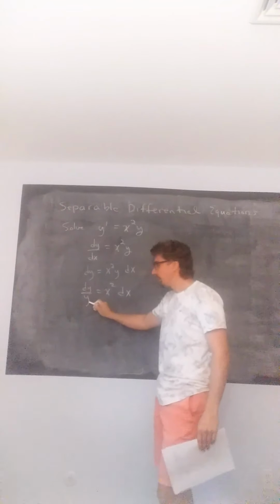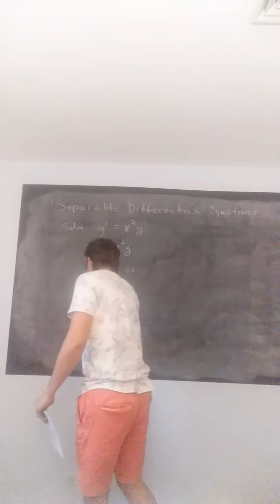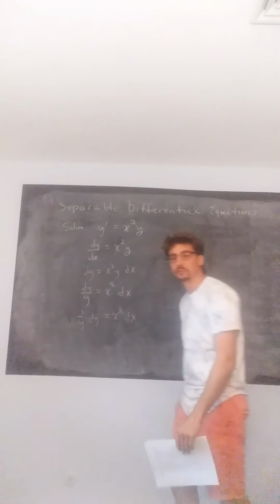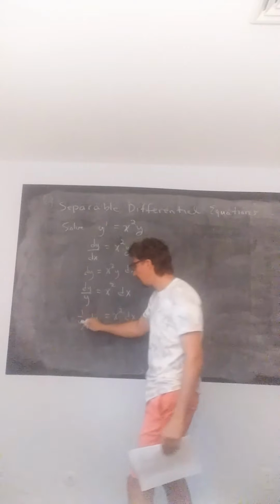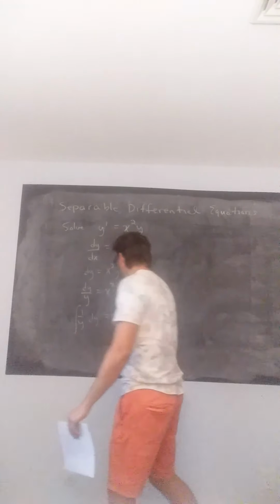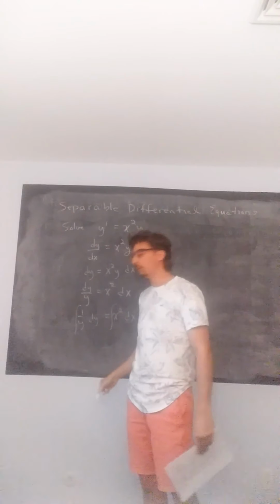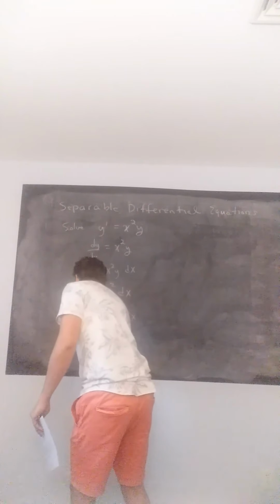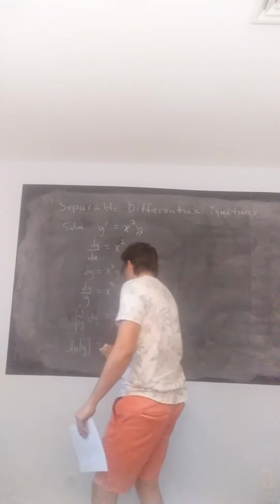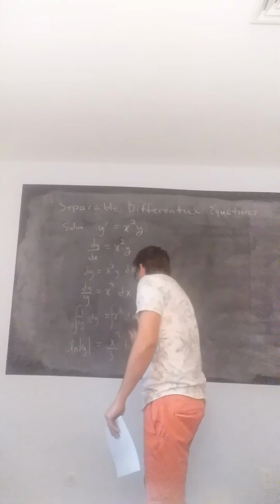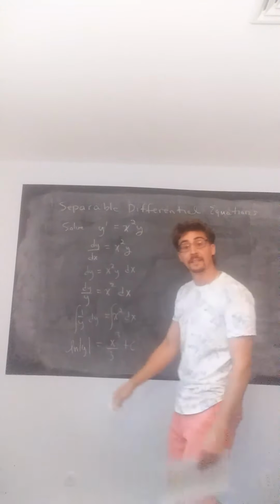Notice we can rewrite this as 1 over y dy equals x squared dx. So now we're in good shape because we'll go ahead and integrate. We'll take the integral of both sides. This is a special integral, 1 over y dy. That is your ln of the absolute value of y equals, and this is your x cubed over 3 plus c. Okay?